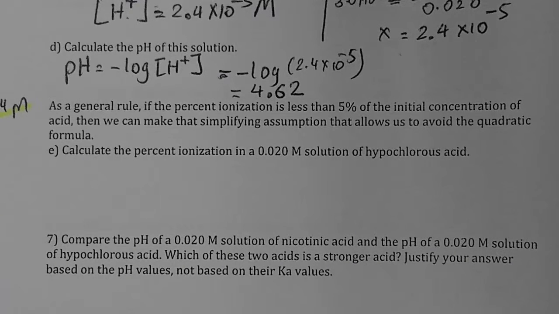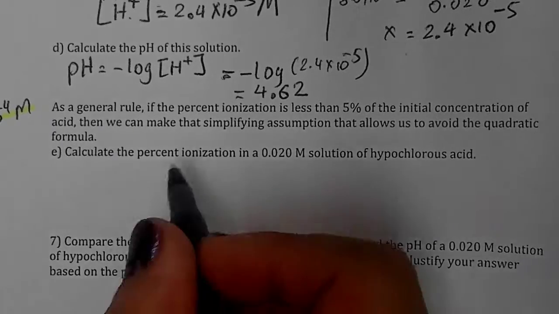Okay, last one before the number 7. Percent ionization, guys. As a general rule, if the percent ionization is less than 5% of the initial concentration of acid, then we can simplify. We can make that simplifying assumption that allows us to avoid the quadratic formula. So let's take a look at how you do it. Calculate the percent ionization of this. Usually when you finish, just do the quick percent ionization calculation to see if your assumption is correct. So, no ICE. Percent ionization. What's the formula for that one?